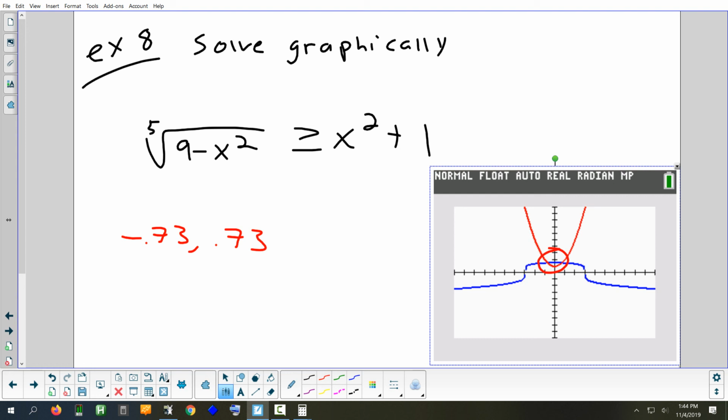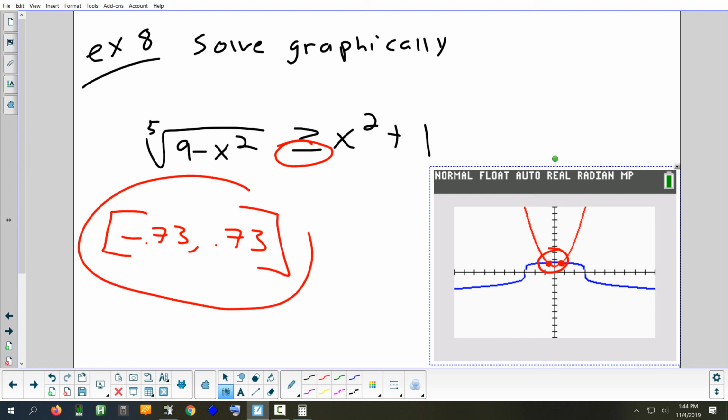Now, this is an interval, right? From here up to here. Should I include the endpoint or no? Yes, because it's greater than or equal to. Right there, equal to. And that's your answer. If you pick anything less than negative 0.73, the blue graph is way under the red one. If you pick anything bigger than 0.73, the blue graph is way under. They wanted to know where the blue graph was above, so it's just a very, very small section.